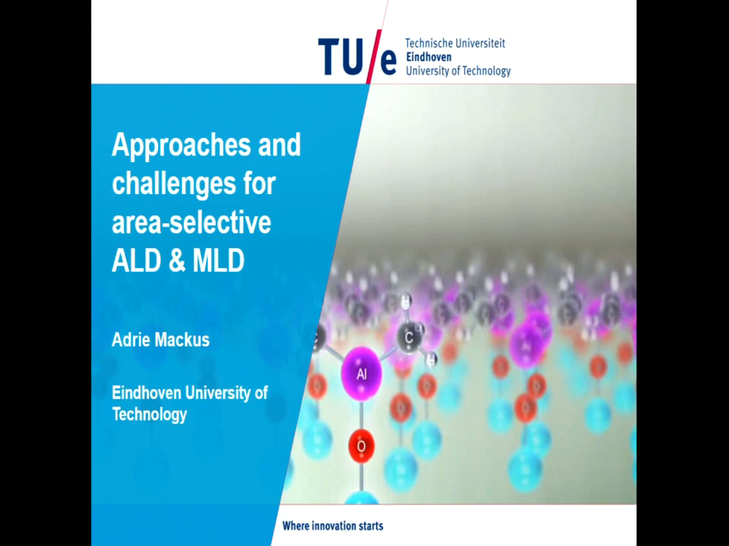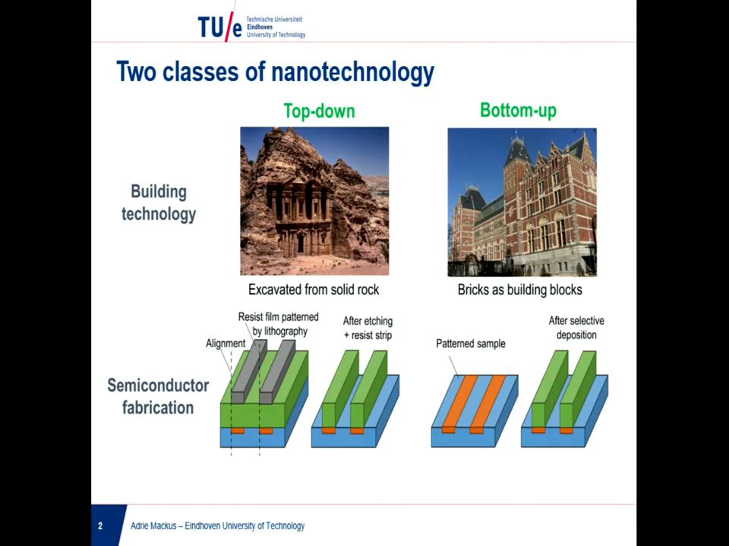So area-selective deposition is about bottom-up fabrication. As you know, in nanotechnology, we basically have two flavors of making materials. We have top-down and bottom-up. And here I make a comparison to building technology to introduce this to you.